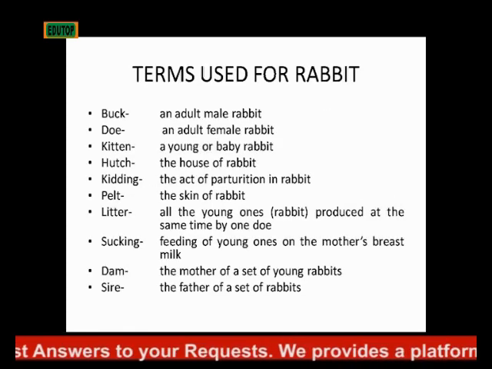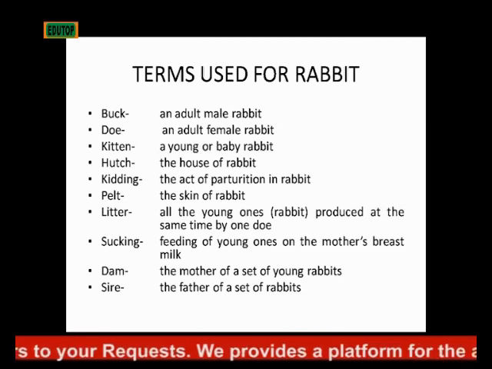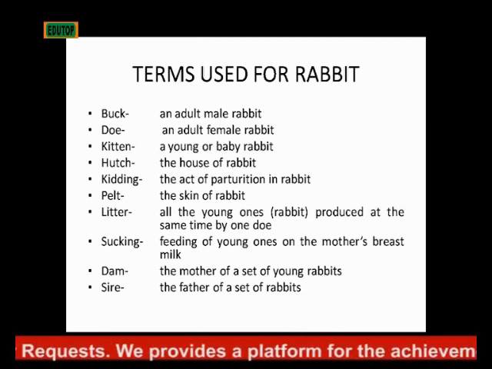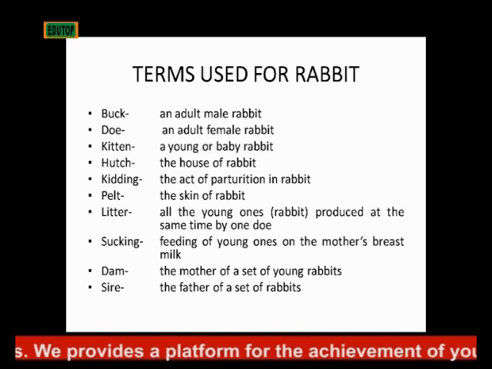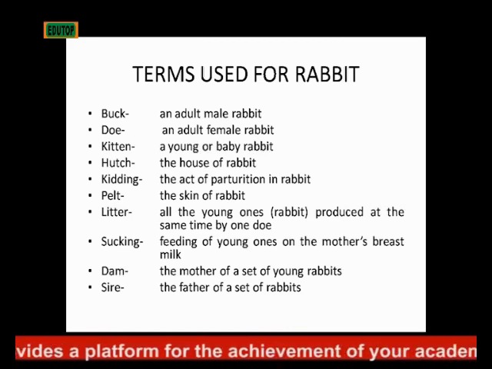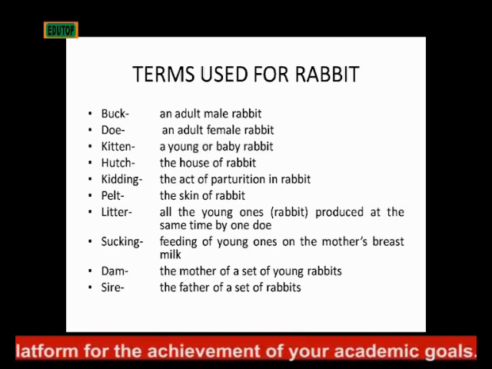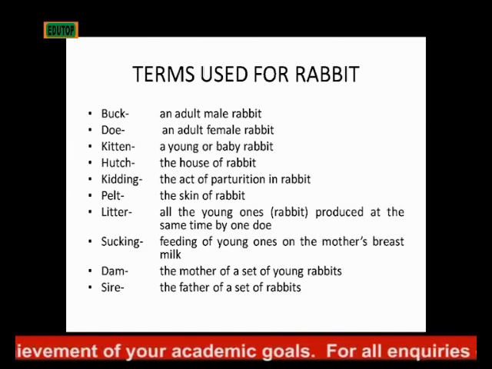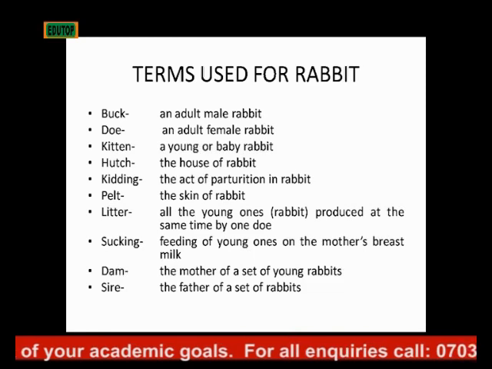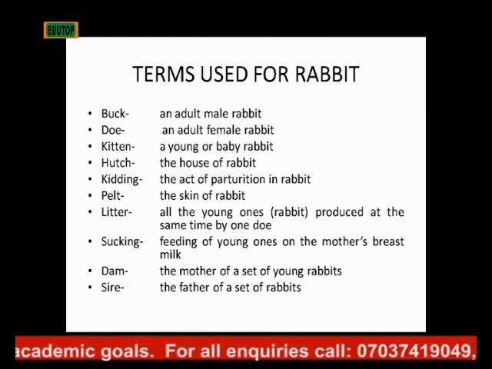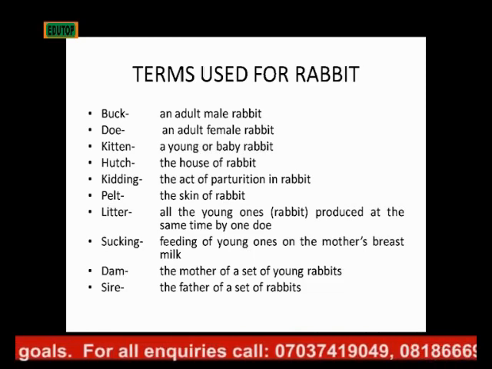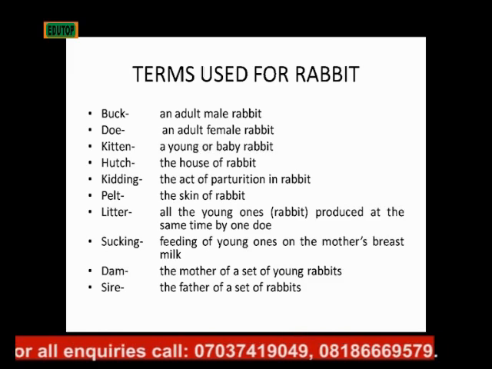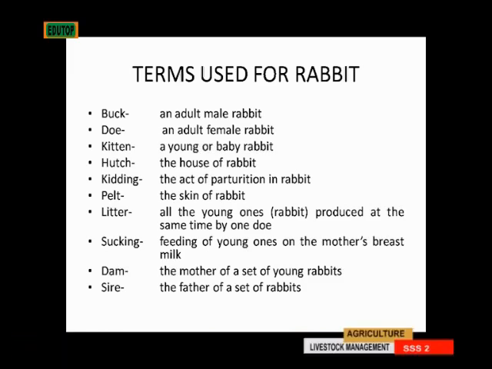The terms that we use for rabbits: first, buck. Buck is an adult male rabbit. Then doe is an adult female rabbit. A kitten is a young or baby rabbit. Hutch is the house of a rabbit. Then kidding is the act of parturition in rabbit. That is the act of giving birth in rabbit is called kidding.